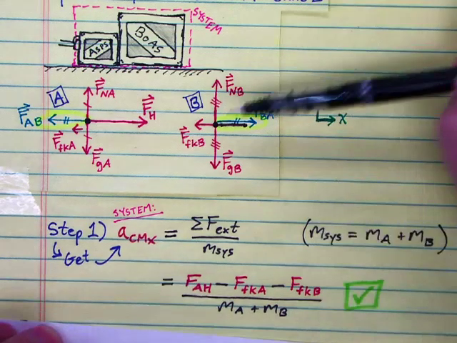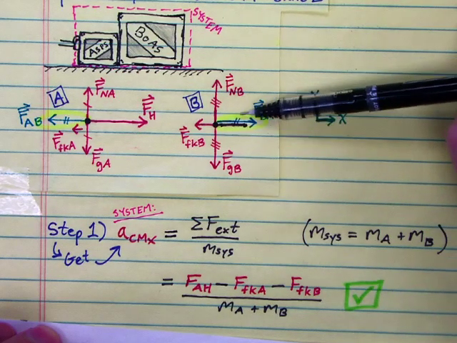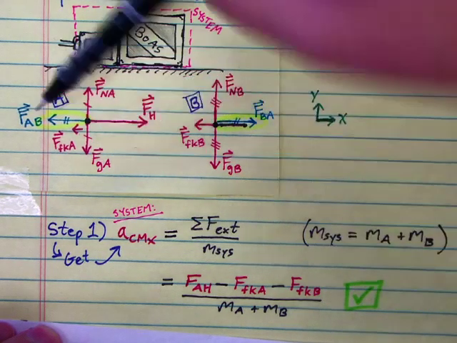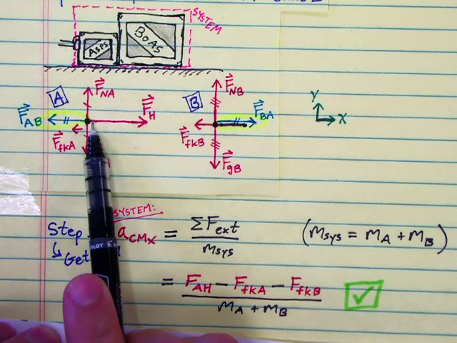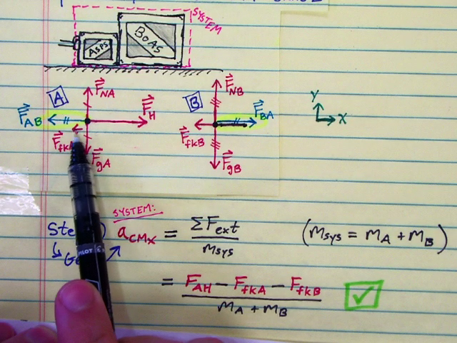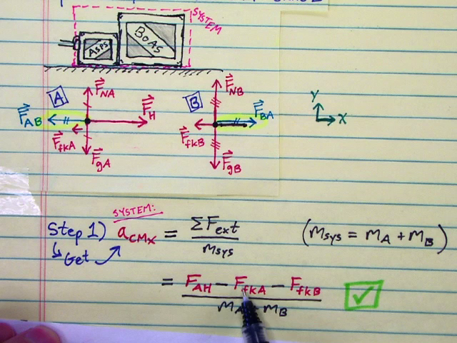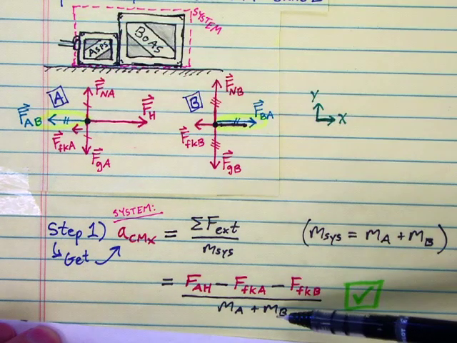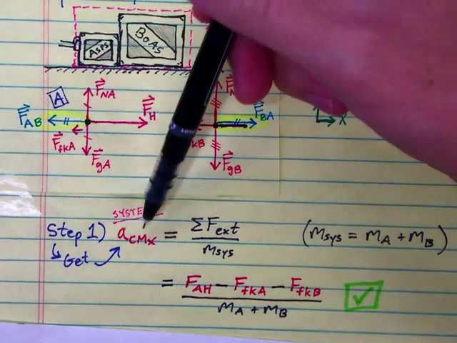On this FBD, I've got 2 x forces, but that's an internal force. Here I've got 3 x direction forces, but that again is an internal force right there. So our external forces are the force on A due to H, this force of kinetic friction, and that force of kinetic friction. Sum just those 3 external forces and divide by the total mass of our system of these 2 crates. And look, at this point, basically, we have now solved for the acceleration of the system.